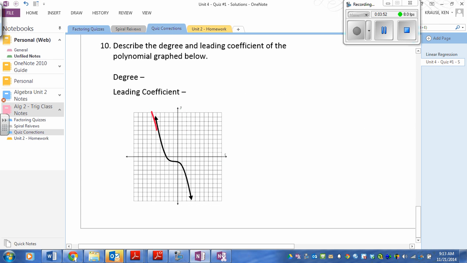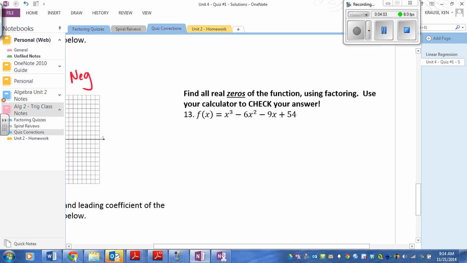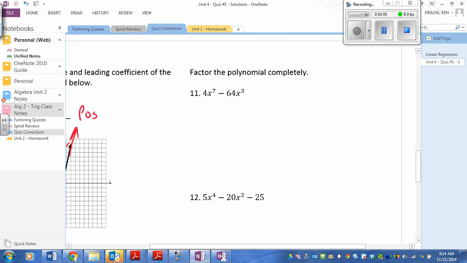This one's pointing in opposite directions, therefore the degree must be odd. And since it's coming down, it's negative. All right, now to the factoring. Factoring shouldn't have been overly difficult.